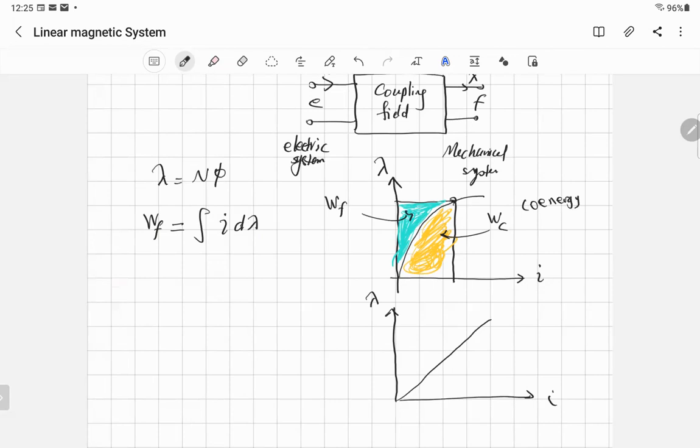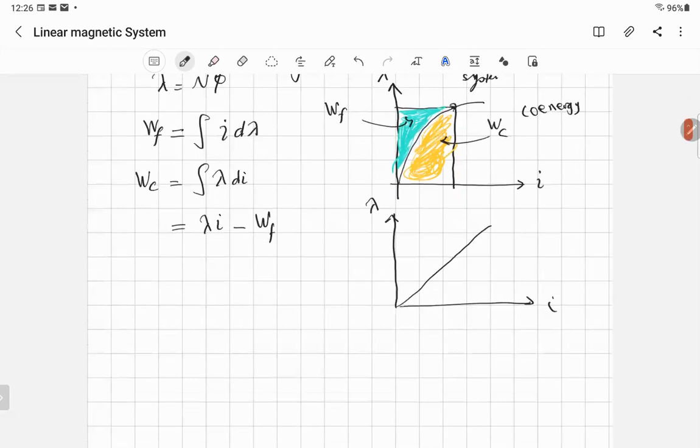How do you get it? If you got the area of the box, we said the area of the box is lambda I, so WC could be equal to, you got two options. It's either an integration of lambda with respect to I, or the total energy minus WF. You have two ways.